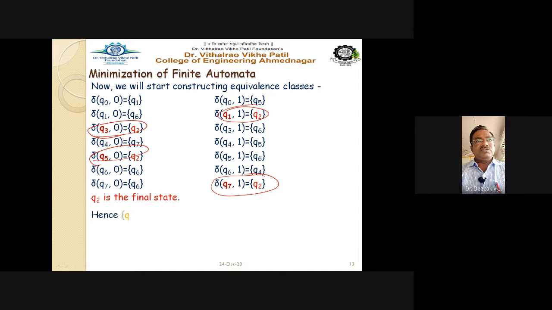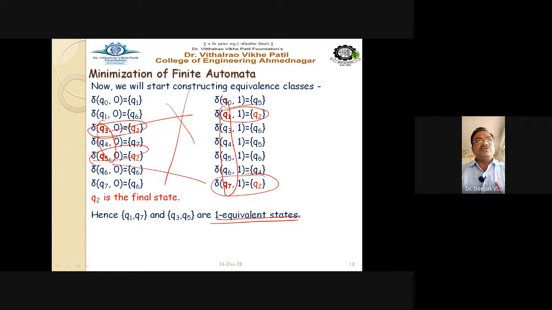That's why we write a conclusion. Hence, Q1, Q7, you have to make one set of these two states, and Q3, Q5, you have to make another set of these two states. They are called one equivalent states. You cannot make Q3, Q1 or Q5, Q7 because the inputs are different. We have to consider the input also. So on zero input, Q3, Q5 go to the Q2 state. Or Q1, Q7 on input 1 go to the Q2 state. This is very simple. So that's why they are combined, and they are called one equivalent states.